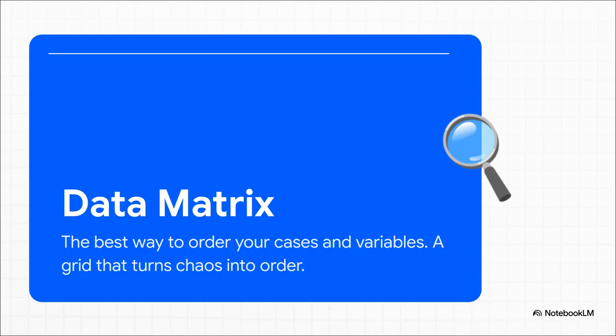Now, I know data matrix might sound a little technical, but trust me, it's just a fancy name for a simple grid. You know, like a spreadsheet. This basic structure is the key to organizing any set of data, no matter if it has 10 entries or 10 million. It's how we turn all that chaos into clarity.